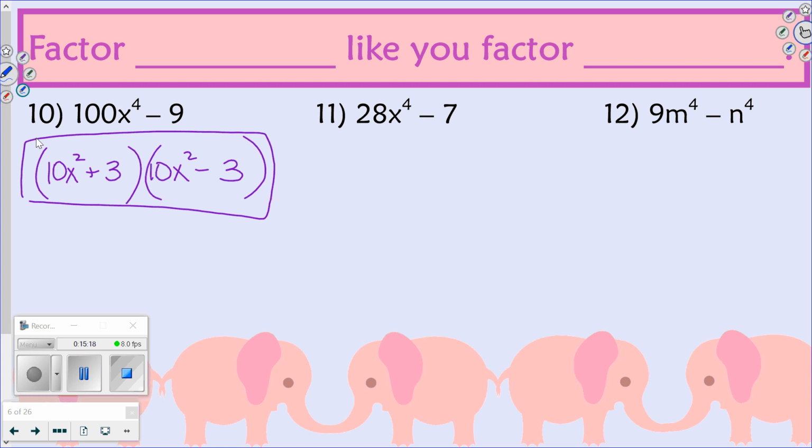Okay, number 11, GCF. 7. So we have 4x to the fourth. Some of you are losing this last part here. Minus 1. Number 7 divided by 7 is 1. Okay, so don't lose that extra term there.